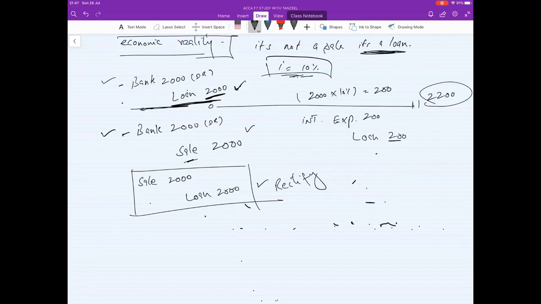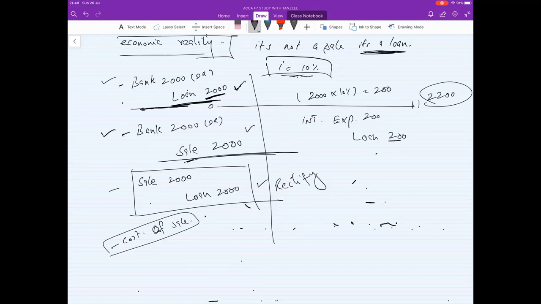So this is the F7. Whenever you see in the question, you will have three stages. Either you will have to rectify the entry, or there are some missing entries. And consider this, whenever you book a sale, you have to book a cost of sale as well. Whenever you book a sale, you have to calculate the cost of sale. It means when you have considered the sale here, you might need to reverse that cost of sale as well.